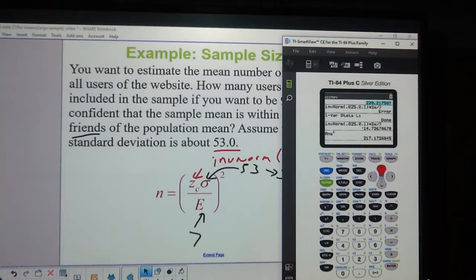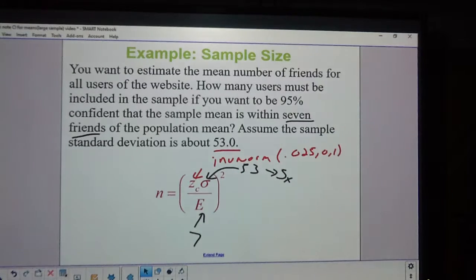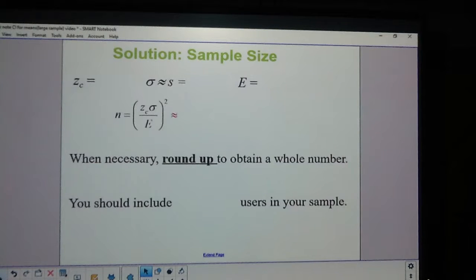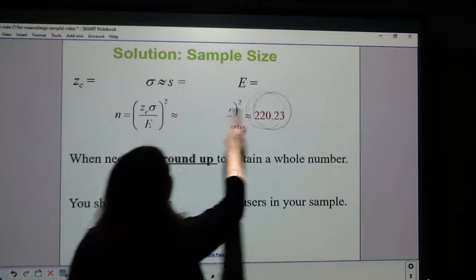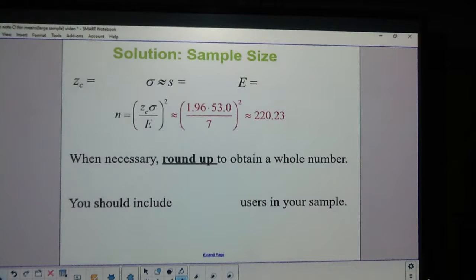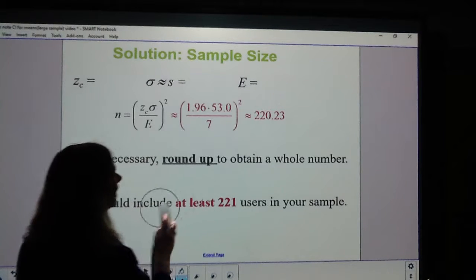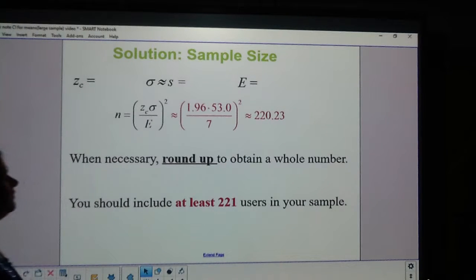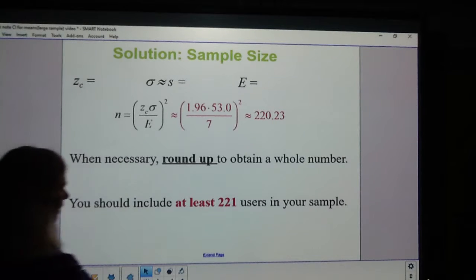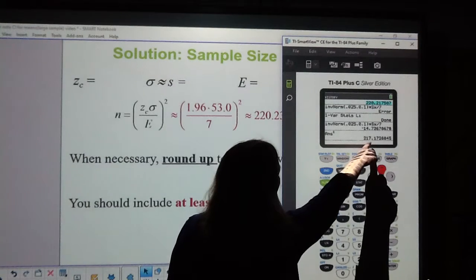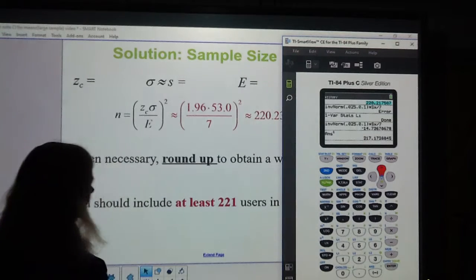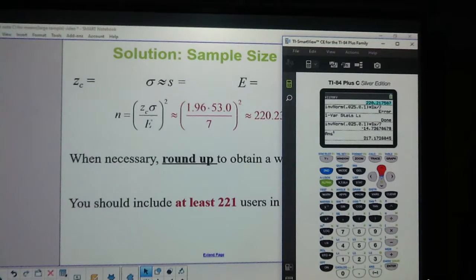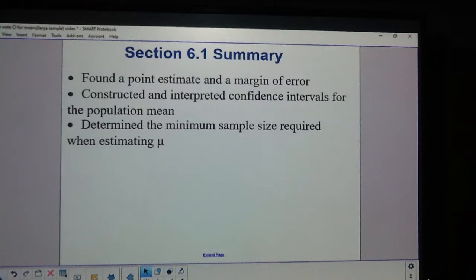And I'll tell you what to use. If I want you to use 53, I'll tell you. If I give you data, then you have to use what's given in the calculator, okay? So inverse norm, and again, if you use the 53, you would have to use that fraction of a user. So if you put the 53 in, you'd say 221. If I gave you the S that you had to do, you would have said 218, okay? So if you would have used that S value, the standard deviation, and calculated it, you would have said 218. That's it.